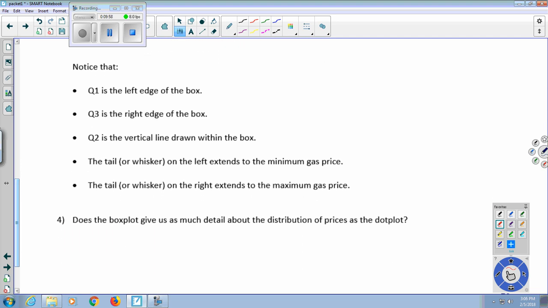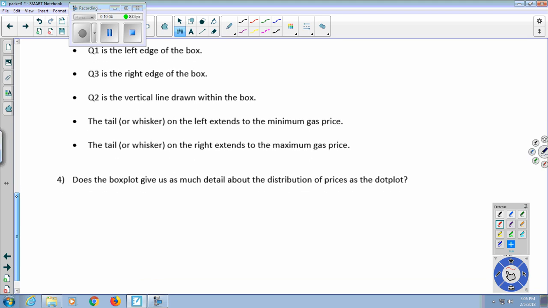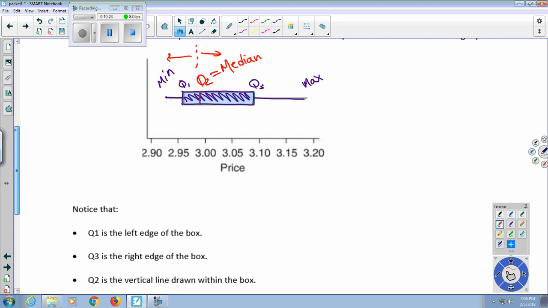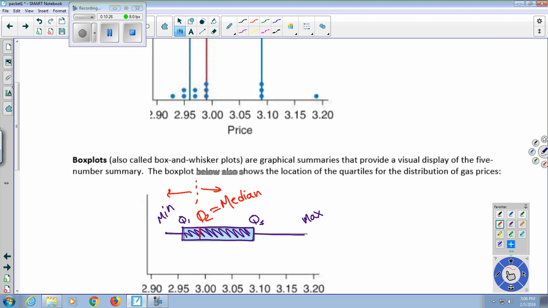Does the box plot give us as much detail about the distribution of the prices? It doesn't give as much about the distribution. Like we can't see peaks in the distribution, and we lose some of the individual values. We can't see all the observations. I'm scrolling back up to the dot plot. But the box plot does give us a good visual of our 5-number summary, and that is often going to be useful when we're comparing two distributions.